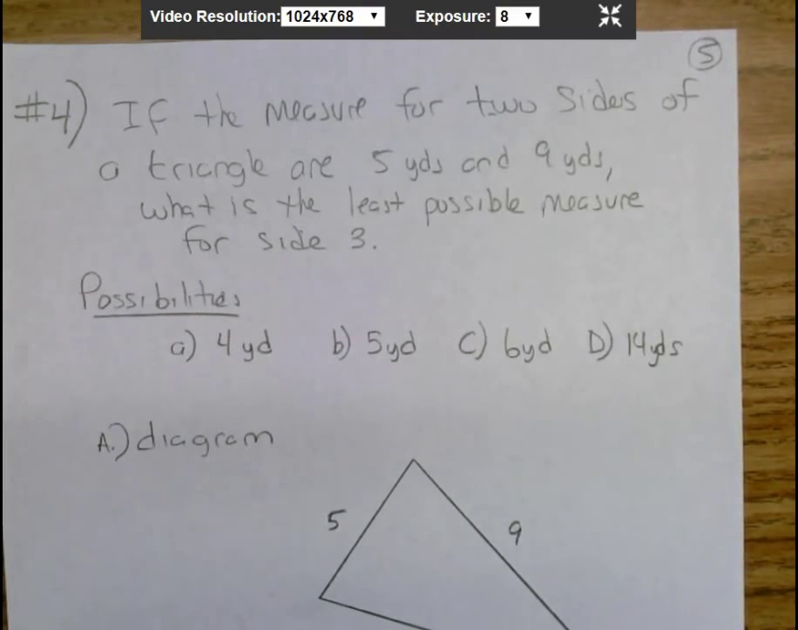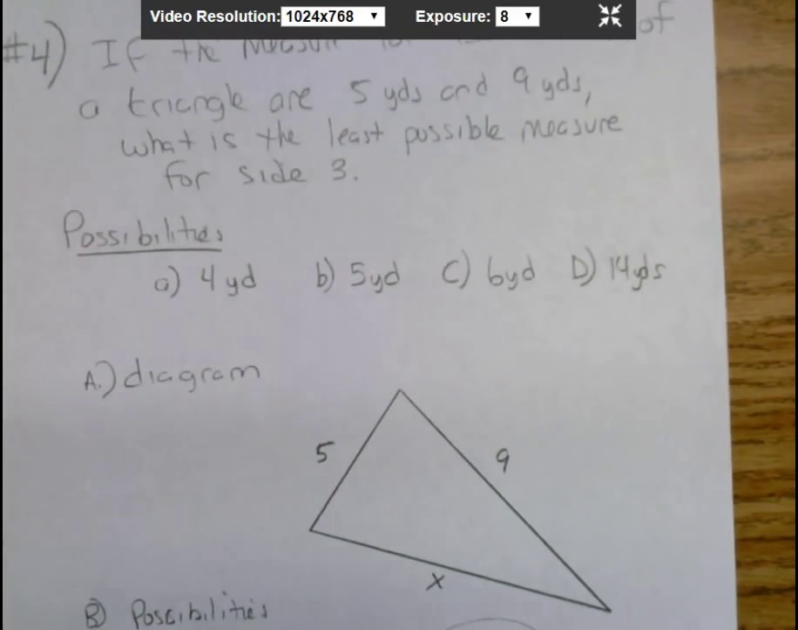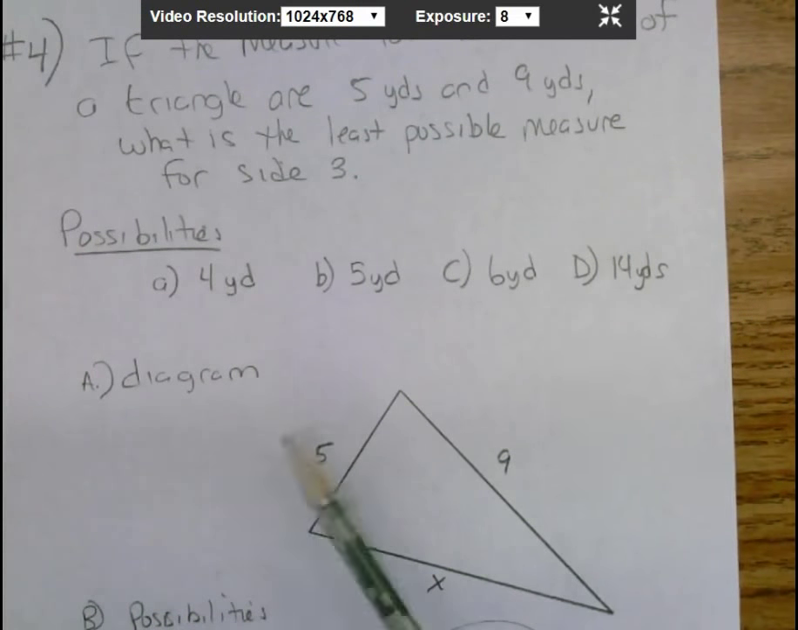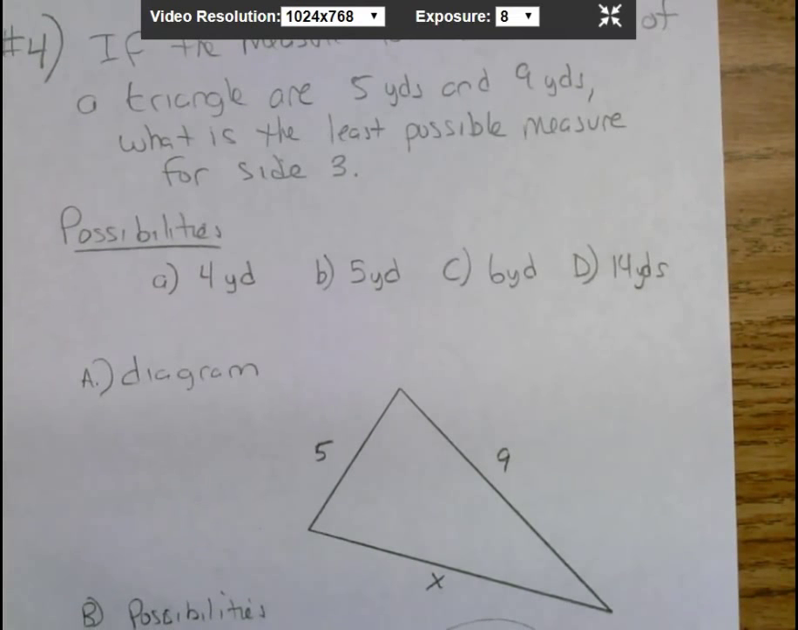It says if the measures for two sides of a triangle are 5 yards and 9 yards, what is the least possible measure for side 3? So we have 5 and we have 9. What's the smallest our other side can be for this to be a viable triangle? It's going to give you possibilities, in your homework too, and then you want to pick the smallest length. So here we have 4 yards, 5 yards, 6 yards, and 14 yards. So which one can it be?